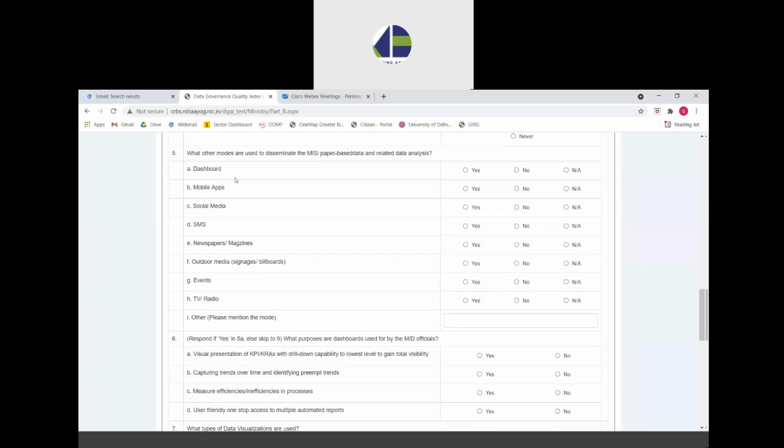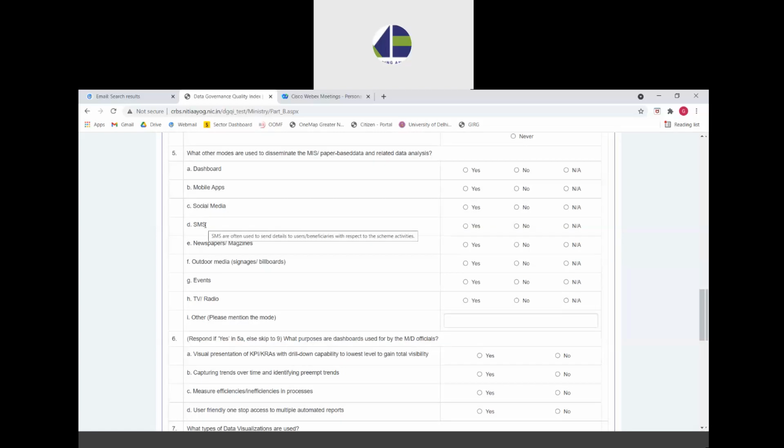For example, dashboards are very important for data visualization, for giving user-friendly methods of displaying the key insights and the key performance indicators. So, is a dashboard being used by the scheme? Or if mobile apps are being used to disseminate any sort of data to share it with citizens. Social media is being used to share data with citizens and to interact with them.